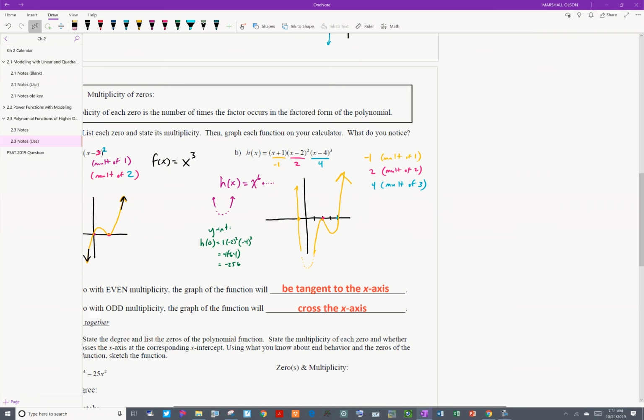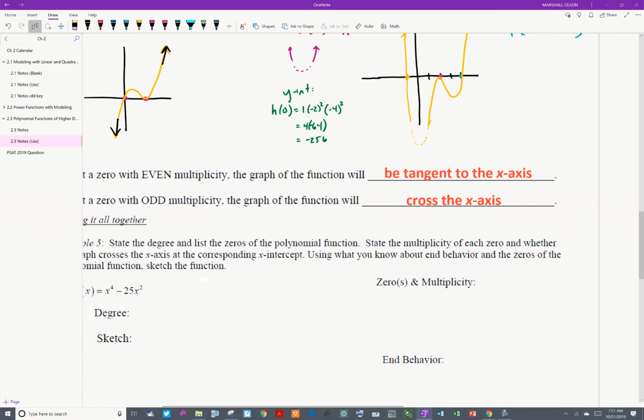All right, so if you have an even multiplicity, you are going to be tangent to the x-axis, and if you have an odd multiplicity, you are then going to cross through the x-axis.